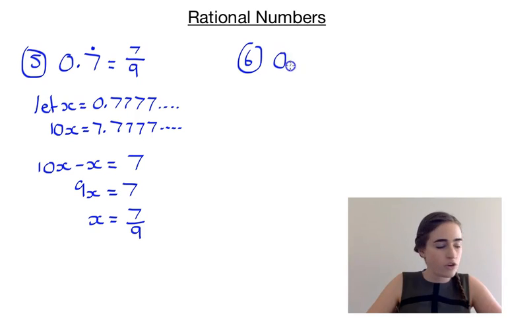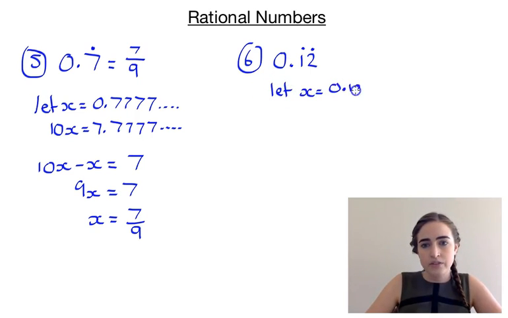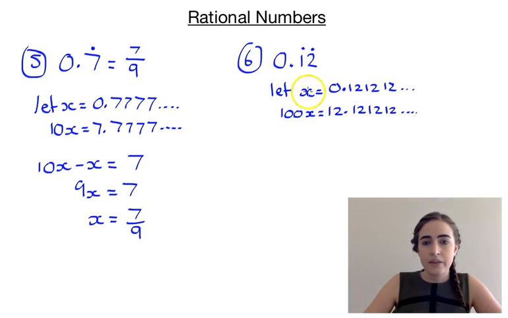Okay, one last example of that. So if we had 0.12 recurring, again, we'd say let x equal 0.121212 and so on. And we want to get one of these recurring periods in front of the decimal place. So because there's 2 digits now, instead of multiplying by 10, we'll have to multiply by 100. So that means 100x is equal to 12.121212. And then we're going to subtract again.